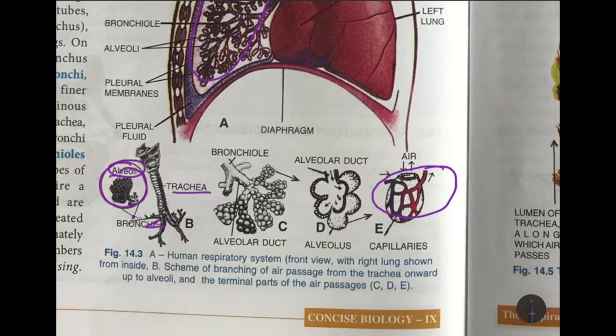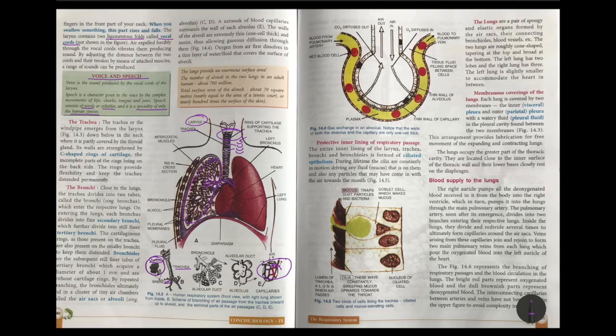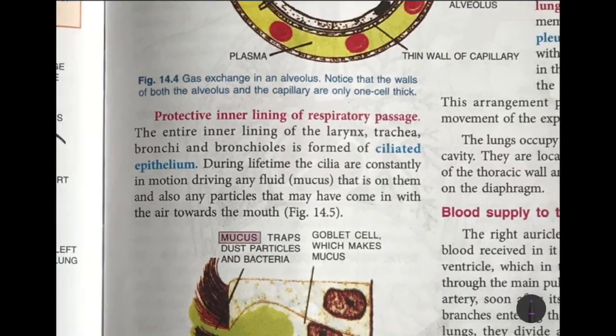Oxygen from the air first dissolves in a thin layer of water or fluid that covers the surface of the alveoli. So on the surface of the alveoli, there is a liquid. First oxygen will dissolve in it, and then it goes into the blood capillaries which surround the alveolus. Now we move on to the protective lining of the respiratory passage.